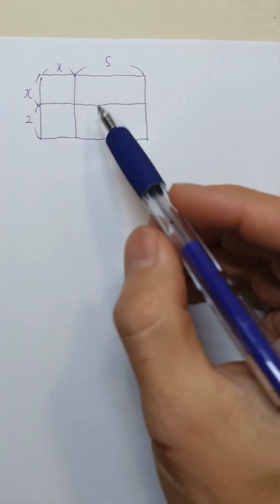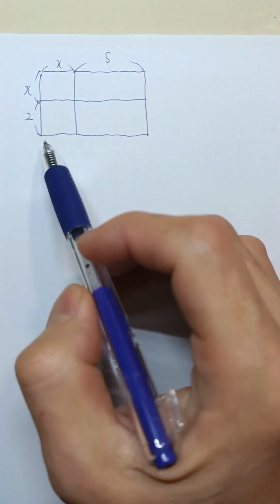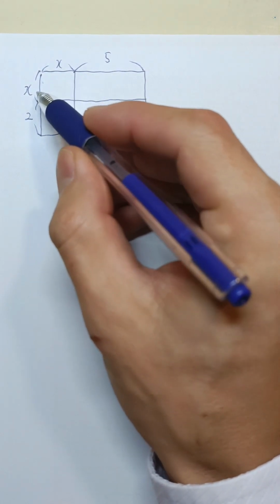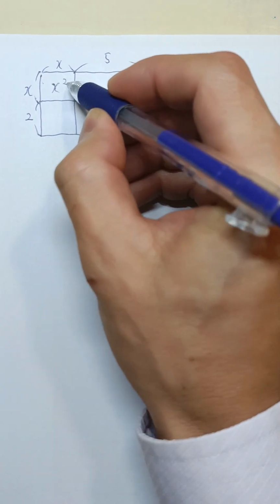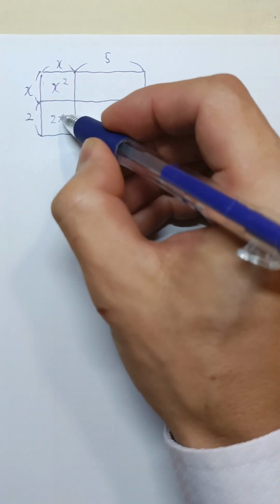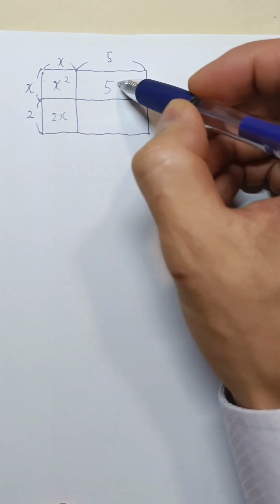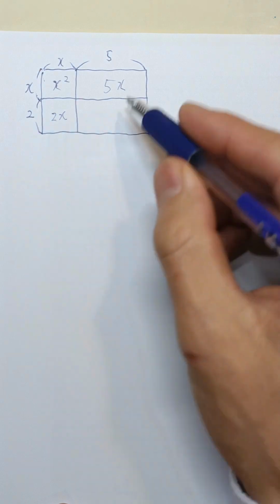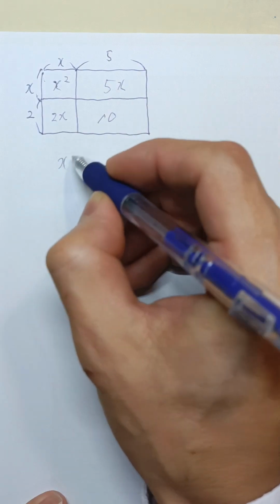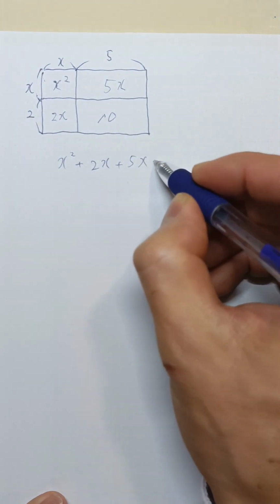From here to here is x, from here to here is 5, from here to here is x, from here to here is 2. If you want to find the area of this square, that's x times x, isn't it? x squared. This rectangle is 2 times x, which is 2x. This rectangle is 5 times x, which is 5x. And this rectangle is 2 times 5, which is 10, isn't it? So if you add them together, x squared plus 2x plus 5x plus 10.